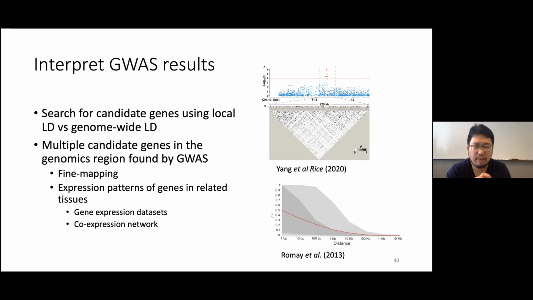And also, if you have RNA-seq data for this panel of lines, then you can construct a co-expression network. If some of the candidate genes are co-expressed with a known gene that affects these traits, then there's a higher chance that this gene is also underlying the trait of interest.